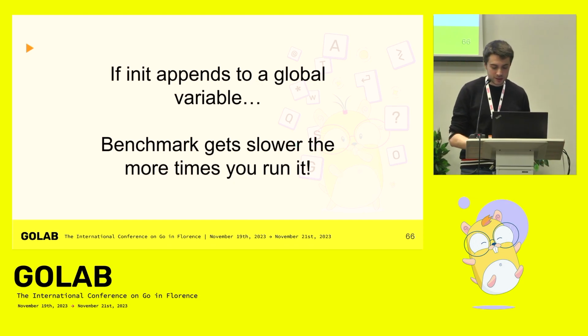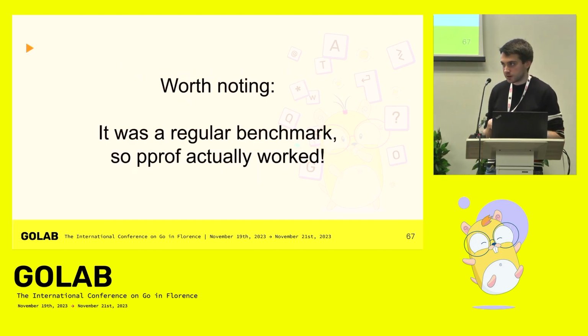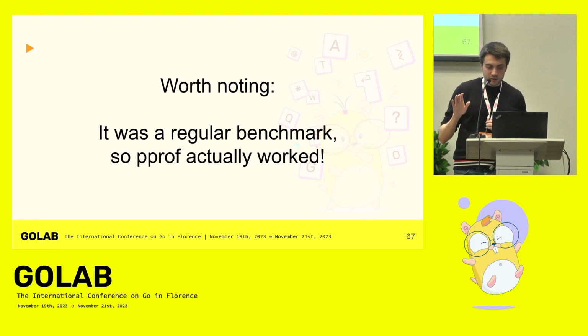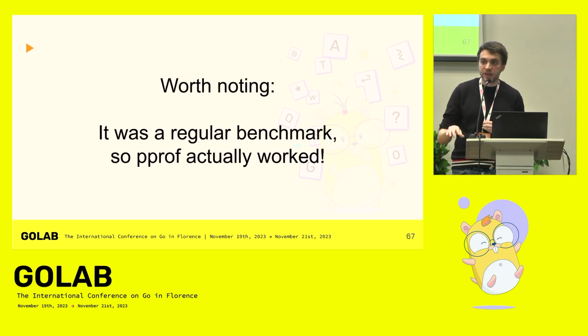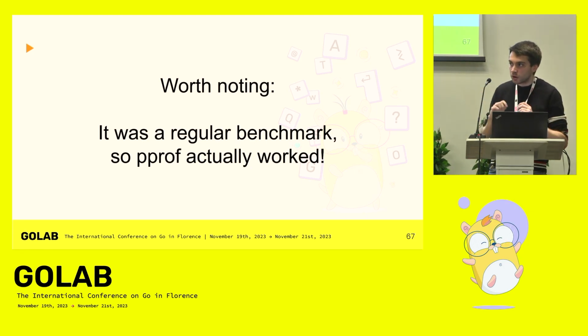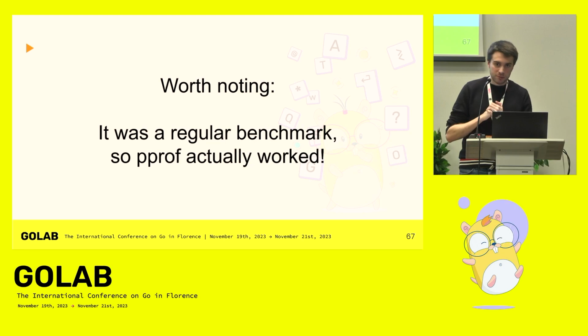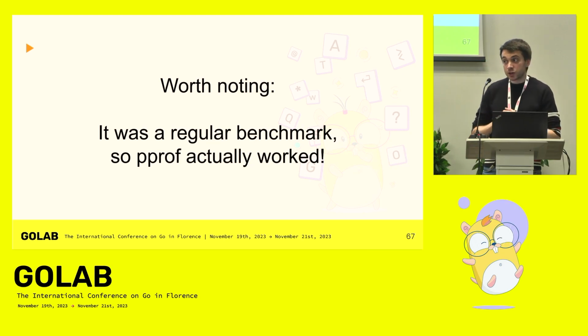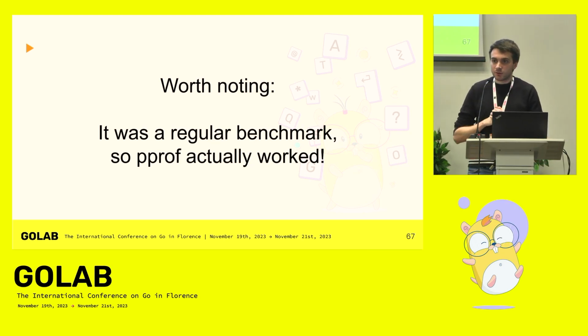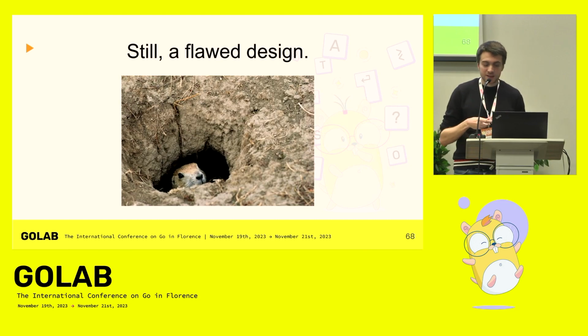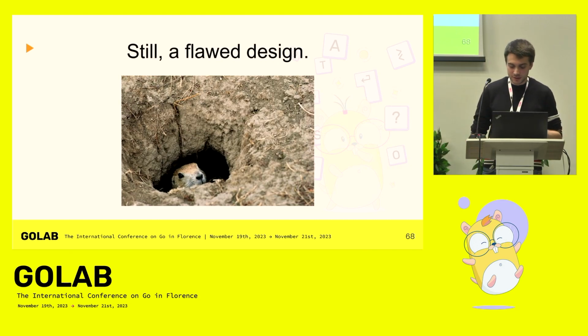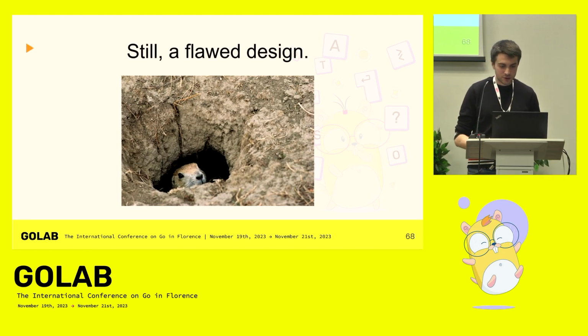That's what makes this whole idea pointless. It was interesting to implement, but it had to be burned. It is worth noting, though, that because this was a regular Go benchmark running quote-unquote regular Go code, even though it was code that we shouldn't be calling directly, pprof actually worked with this. So maybe this is the only saving grace of that approach, if only it didn't have those two fatal flaws. But it is still a flawed design, and it's been buried since then. If you go to bench init and look at the history, you can still try to use it, but good luck with that.